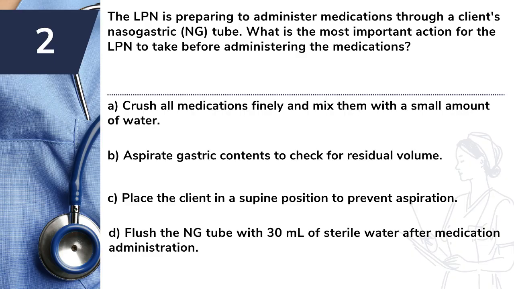A. Crush all medications finely and mix them with a small amount of water. B. Aspirate gastric contents to check for residual volume. C. Place the client in a supine position to prevent aspiration. D. Flush the NG tube with 30 milliliters of sterile water after medication administration.